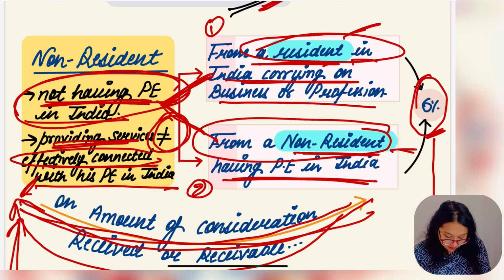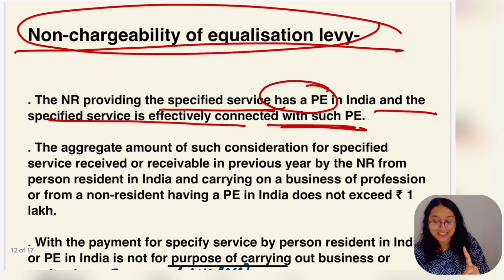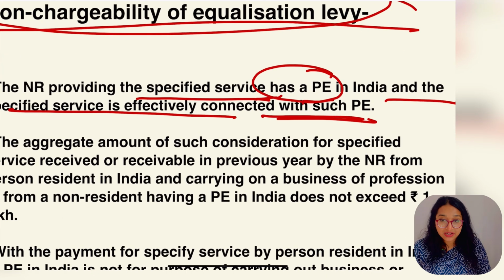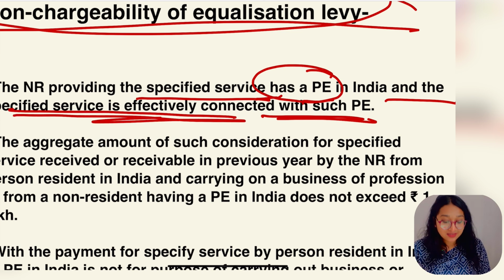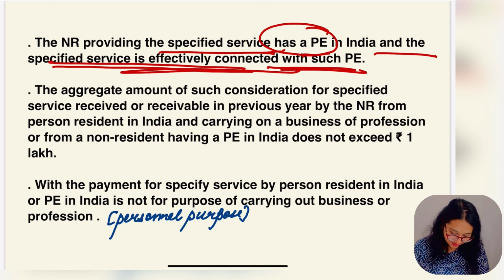And specified service effectively connected with such PE. The second thing, the second condition, what was that written? Providing service not effectively connected with his PE in India. Now, what is this saying? First, the NR providing specified service has a PE in India, and the specified service is connected with such PE. Is it clear now? In that case, there would be non-chargeability of equalization levy.